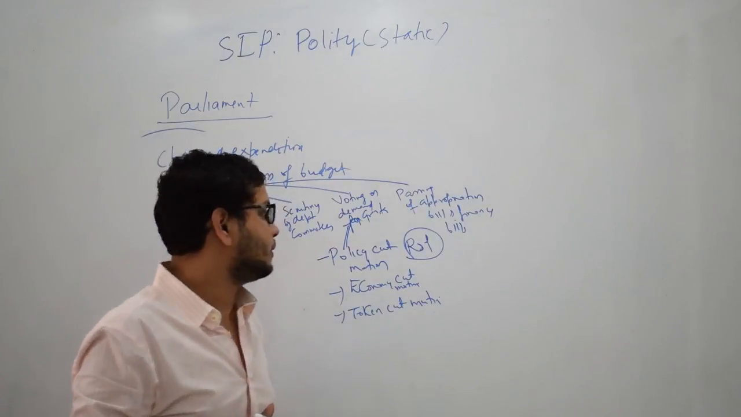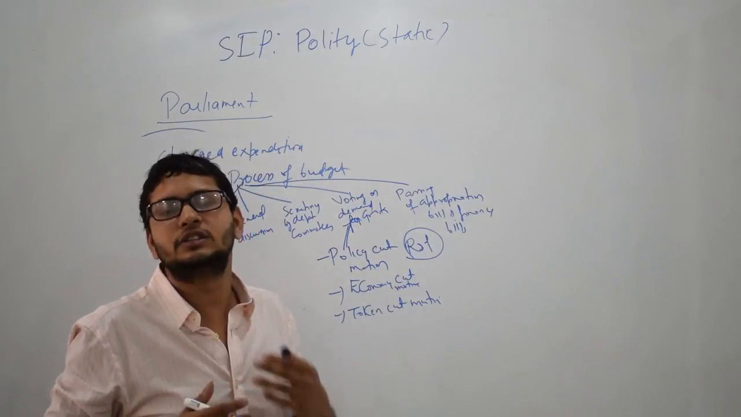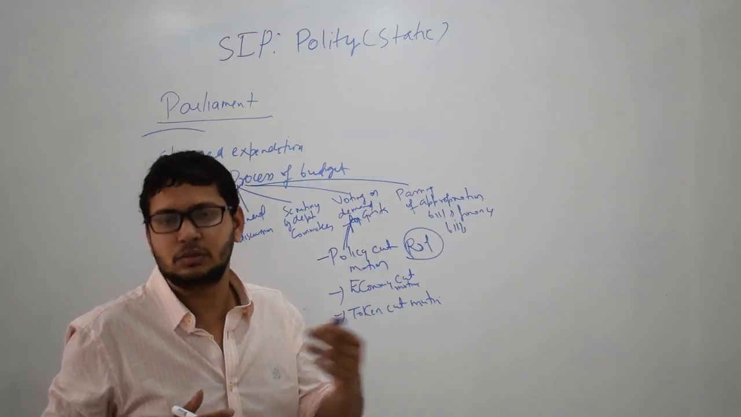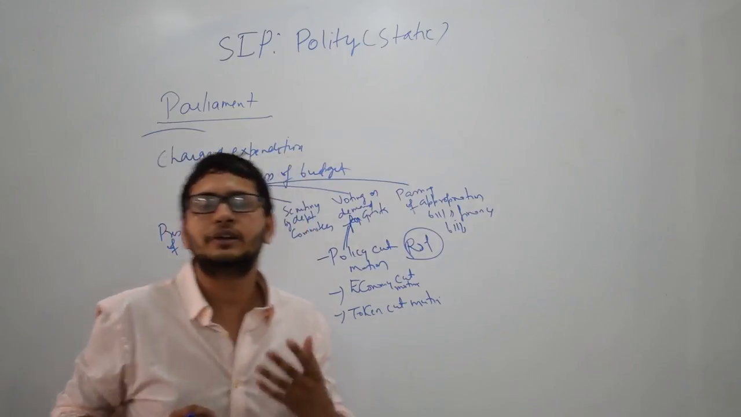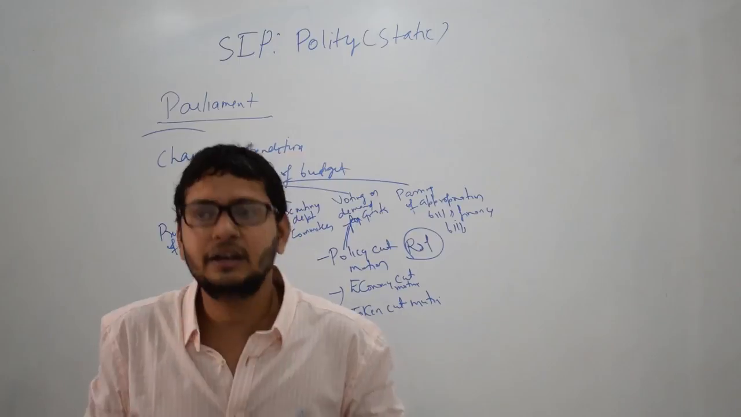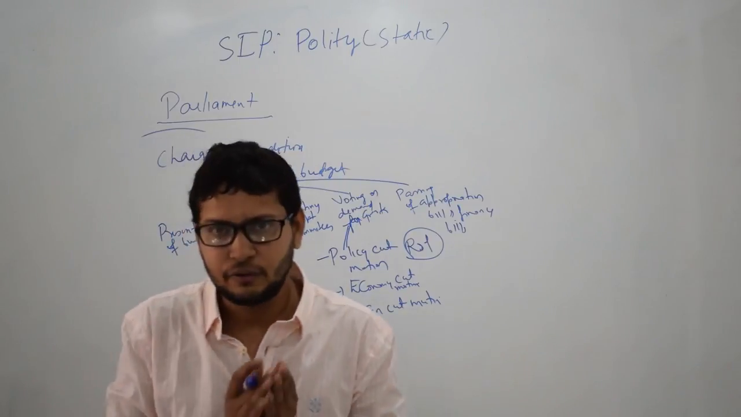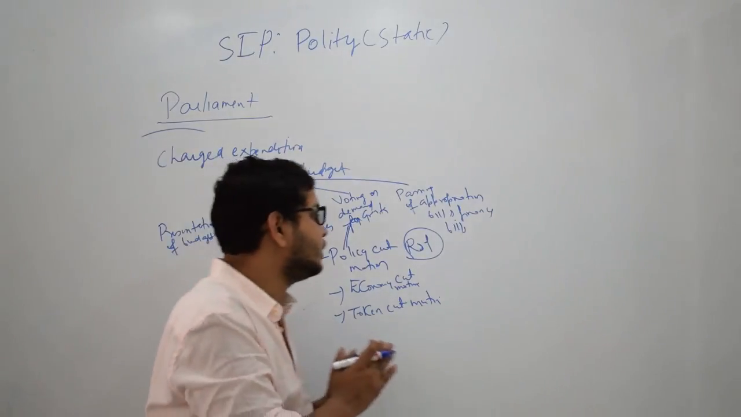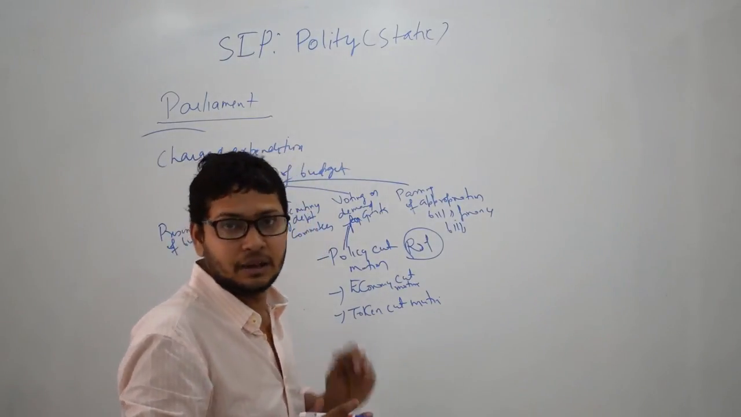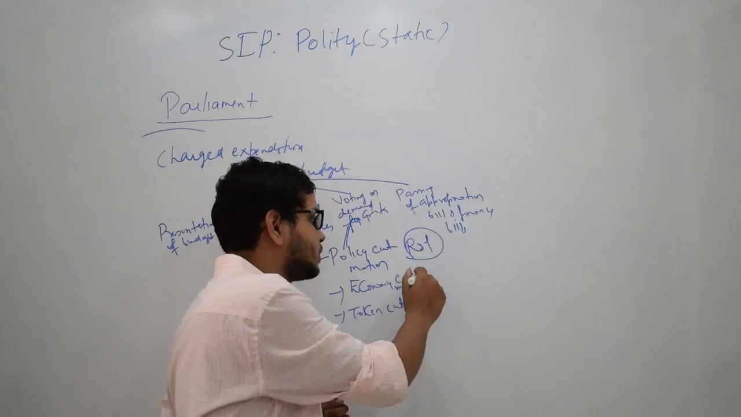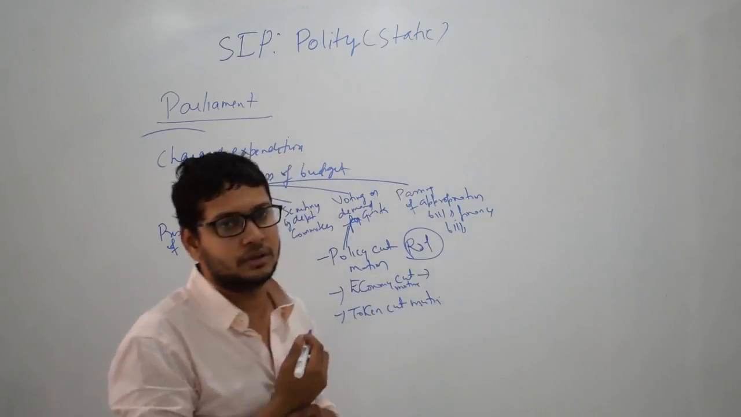Second is economic cut motion. Here the opposition is with the government on the policy, but somehow the opposition is demanding that the amount you are spending on it is too much. Therefore, it suggests some amount which needs to be cut. So that amount that needs to be cut could come under the economic cut motion.